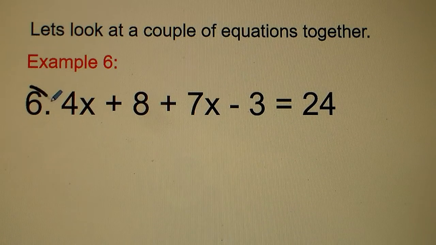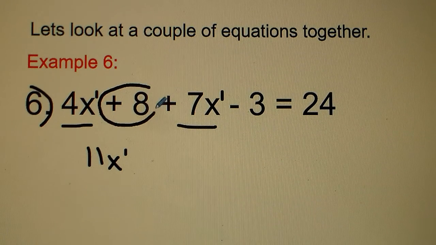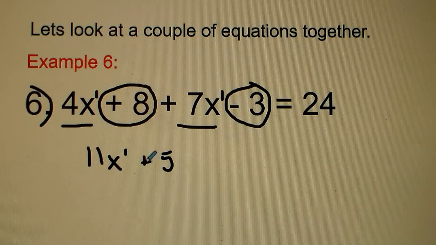Alright, problem number 6. So we have a positive 4x. That positive 4x to the power of 1, well, that matches up with the 7x to the power of 1. Because remember, that's an imaginary 1 up there in the exponent. 4 plus 7 gets you 11, so we have 11x to the power of 1. This 8 gets paired up with the negative 3. 8 minus 3 gets us 5. And then equals 24.